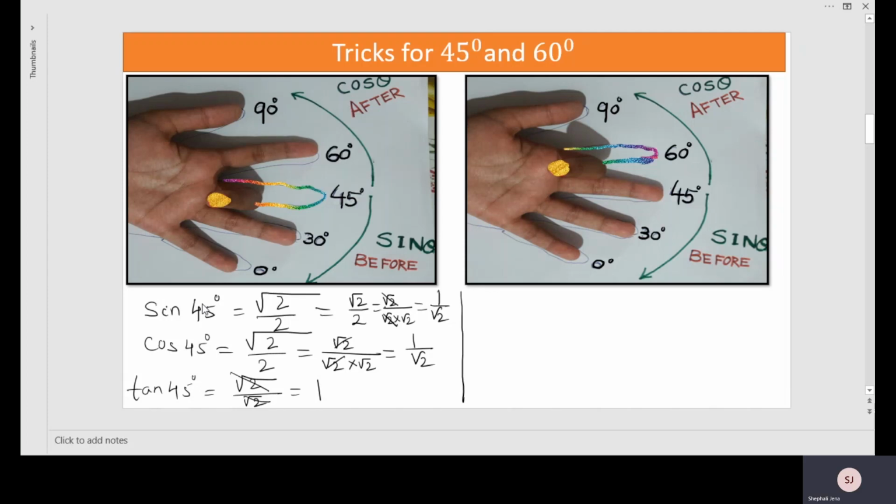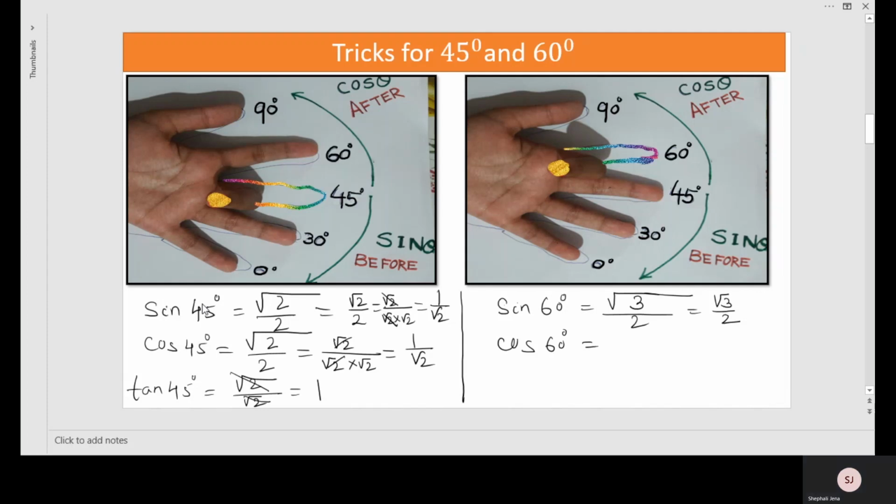Like that, your sin 60 degree for your index finger. Sin 60 degree, same, square root of the number of fingers before the angle. Before the angle is how much? 1, 2, 3. So √3 divided by 2. So square root of 3 divided by 2. Sin 60. Cos 60.